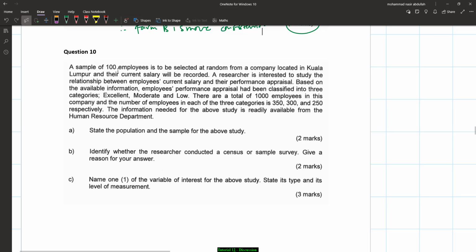So a sample of 100 employees is to be selected at random from a company located at Kuala Lumpur, and their current salary will be recorded. A researcher is interested to study the relationship between employees' current salary and their performance appraisal. Based on the available information, performance appraisal has been classified into 3 categories: excellent, moderate and low.